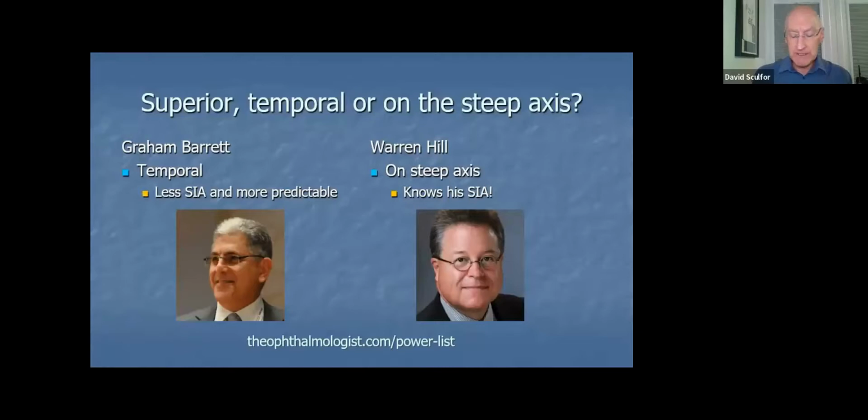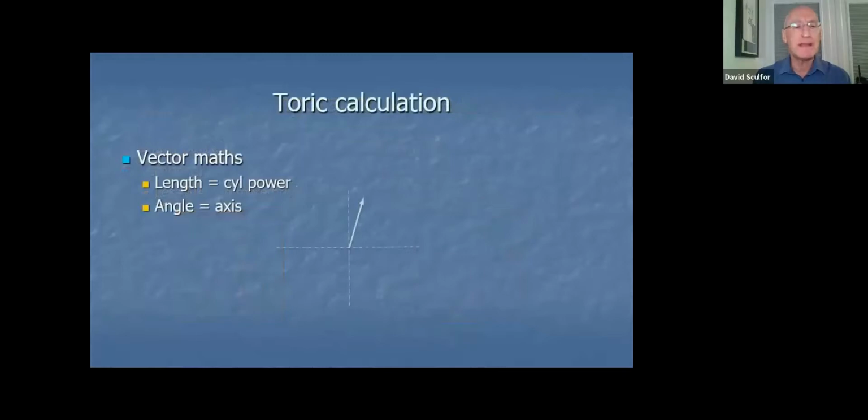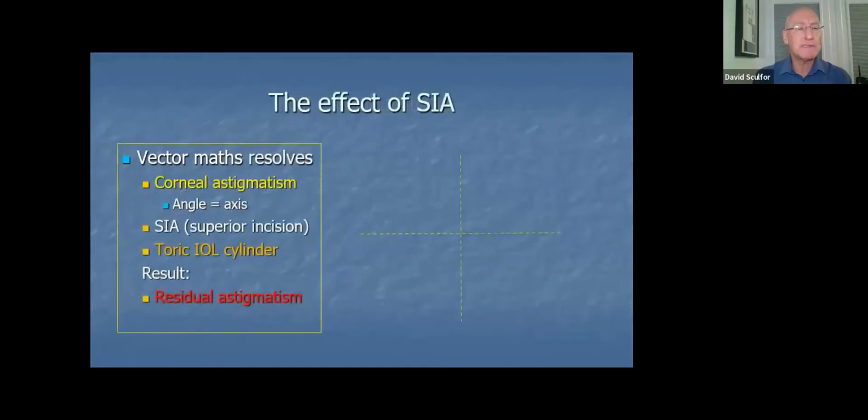So, how do we take surgically induced astigmatism into account? Well, we do it with vector maths. So a vector has a length which is equal to the cylinder power, and of course an angle which is equivalent to the axis. And what that vector maths allows us to do is to resolve all the different vectors. So if we start off with corneal astigmatism, which has size and direction, we add to that a superior incision of SIA, represented by the white arrow.